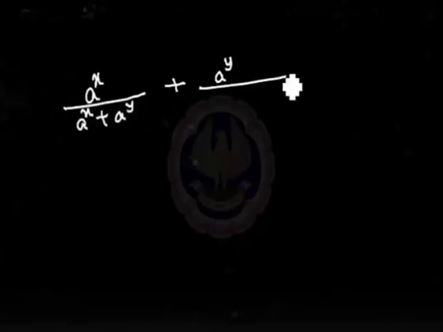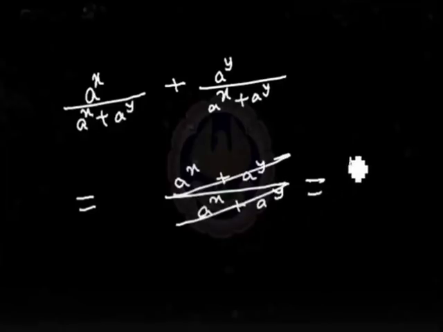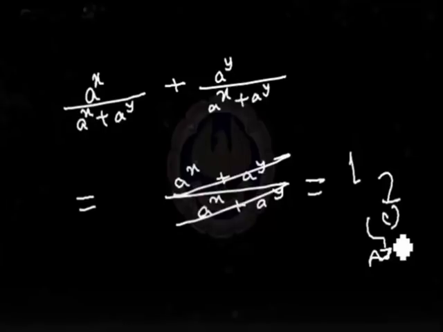So what we've got is a to the power x by a to the power x plus a to the power y plus a to the power y by a to the power x plus a to the power y. Again we take an LCM, a to the power x plus a to the power y. So what will you get? A to the power x plus a to the power y. Both numerator and denominator are the same, so they get cancelled. This is equal to 1, which is option C. Right? So that's the answer. We can move on to the next question.